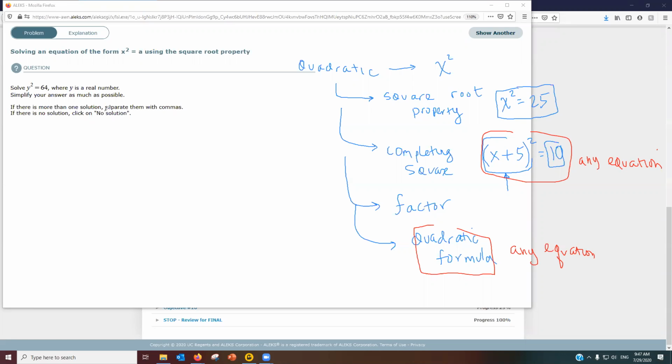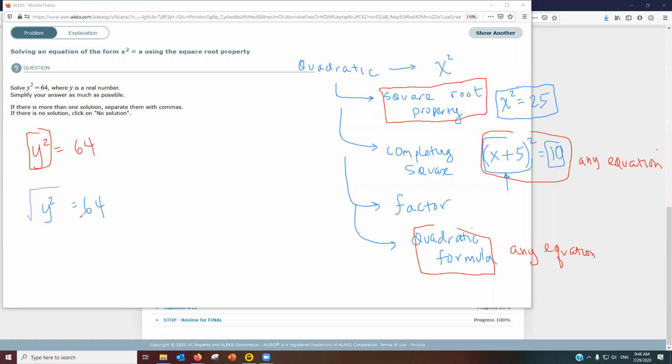Let's look at this example they're giving me: y squared equals 64. I'm noticing this is just a y squared. There's no y in this equation. When that happens, it's easiest to use the square root property. What the square root property says is take the square root of both sides. So here's what we have, y squared equals 64. I'm going to take the square root of both sides.